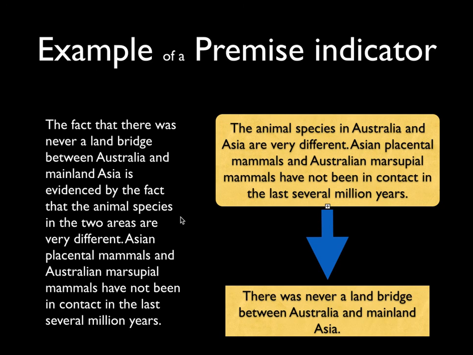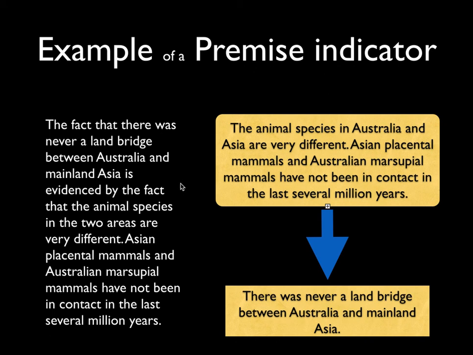Now you'll notice in this example, I did not underline anything. And of course, on the right-hand side here, we have our boxes to tell us where everything is. But notice that right here, is evidenced by, that's our premise indicator. And that tells us that everything after the premise indicator is our premises. As you can see, they're listed up here. And that tells us then that the conclusion of this argument is the fact that there was never a land bridge between Australia and mainland Asia. So the conclusion in this case comes first.